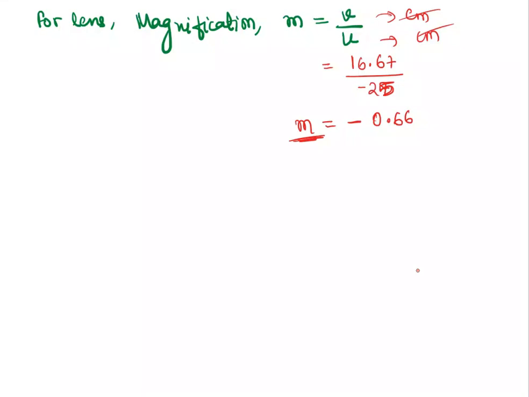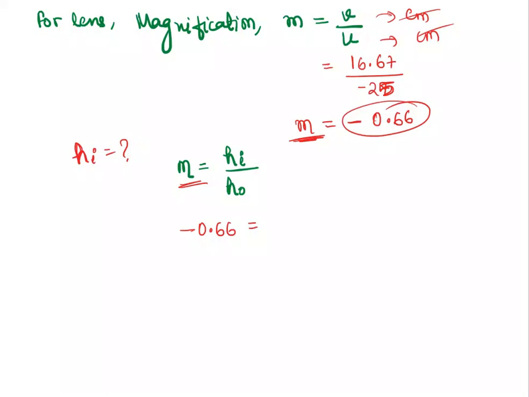Now to calculate the size of the image, we need to find the image height. As we know the relationship between magnification, height of image and height of object, again using that formula, M is equal to HI, that is image height, divided by height of object. Now substituting the values here also, we have the value of M. Substituting minus 0.66, that is equal to the image height divided by object height.